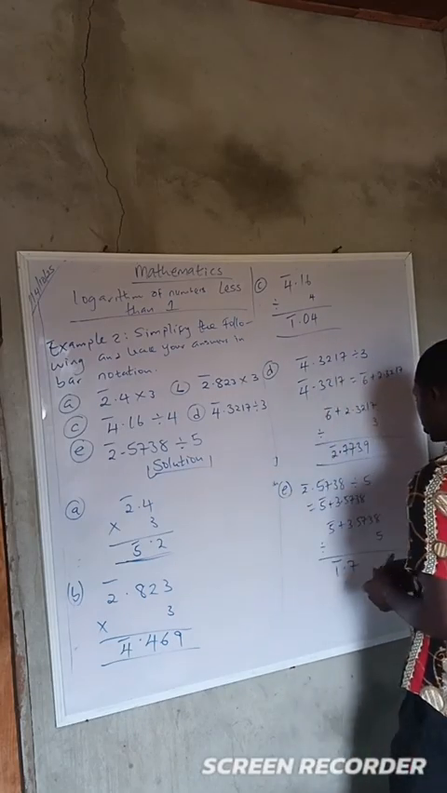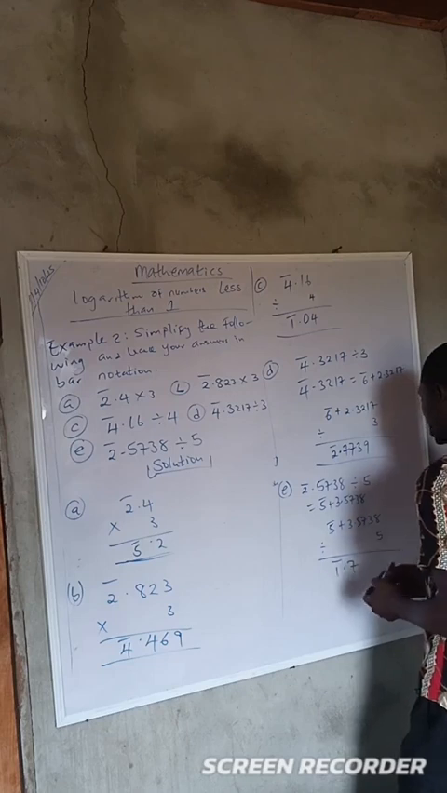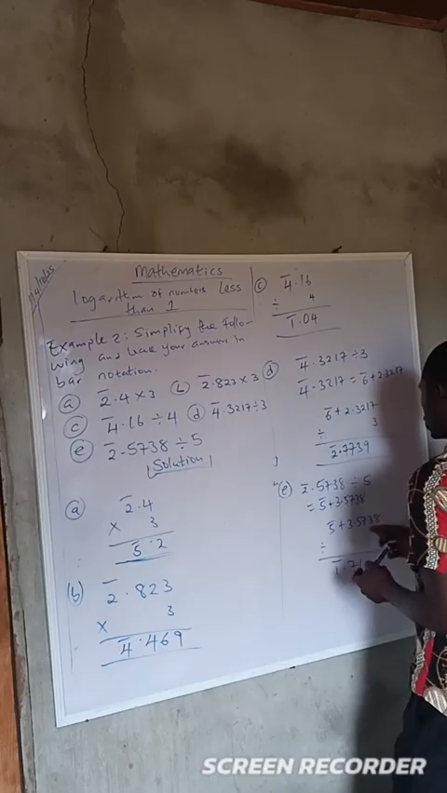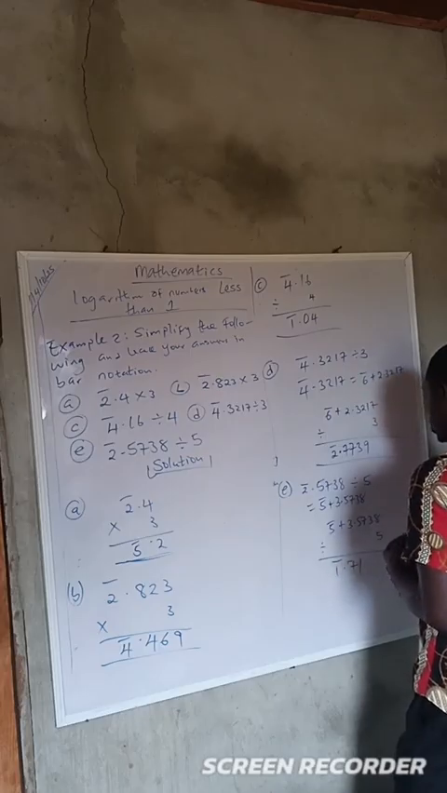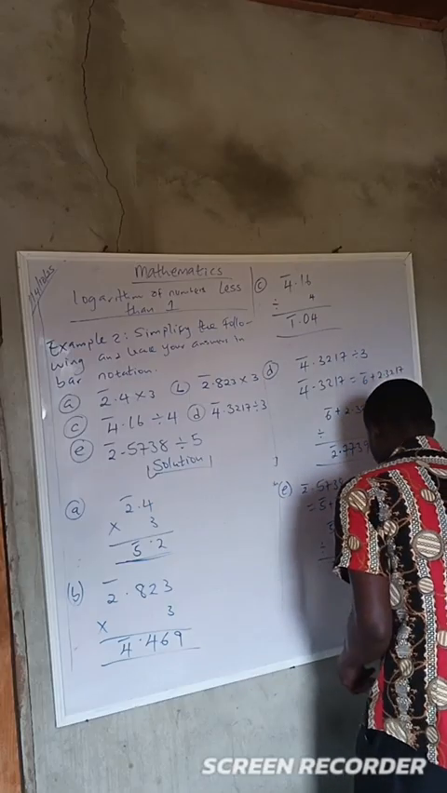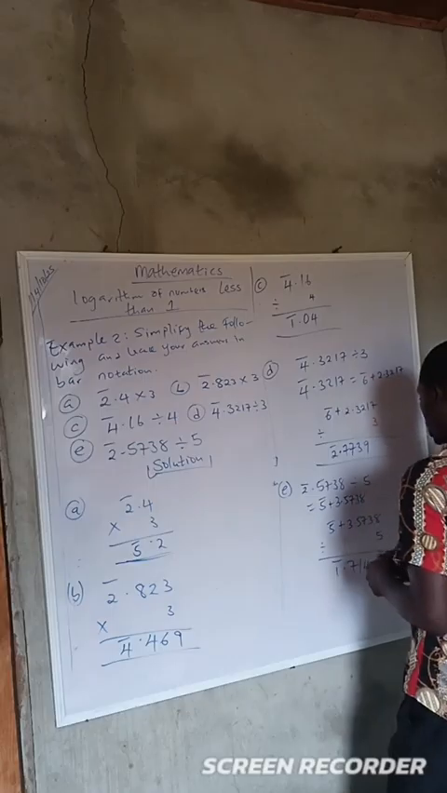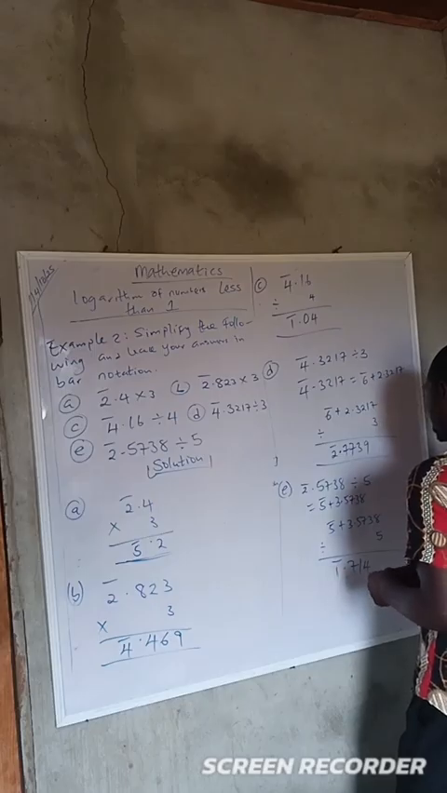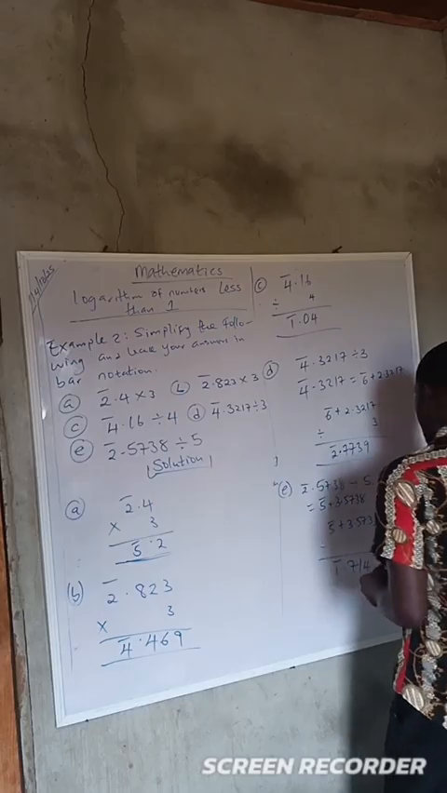7. No remainder. How many 5 is 7? You have 1. The remainder is 2. Put the 2 in front of 3. You have what? 23. How many 5 in 23 is 4? What's the remainder? 3. Put the 3 in front of 8. You have 38. How many 5 in 38 is 7?